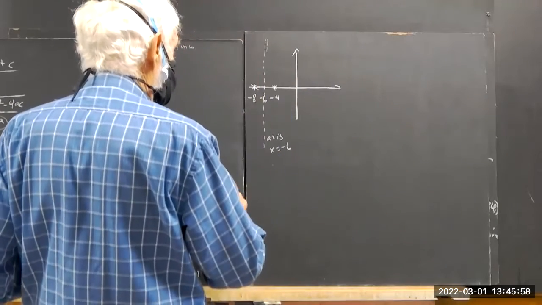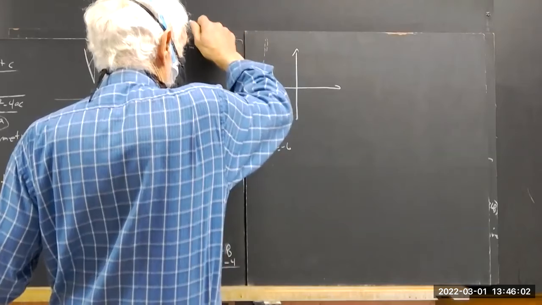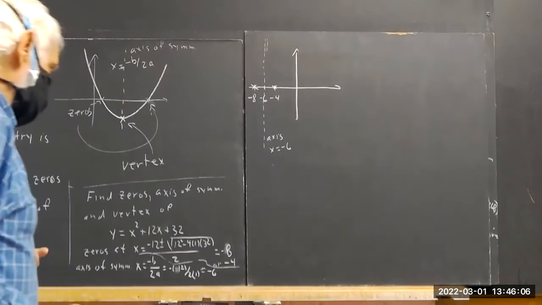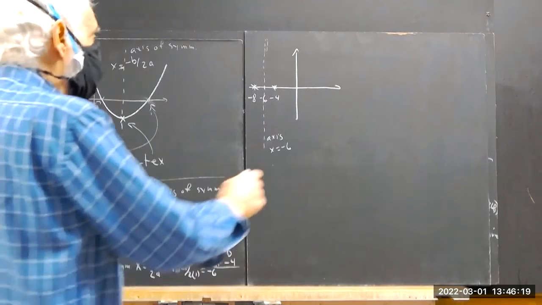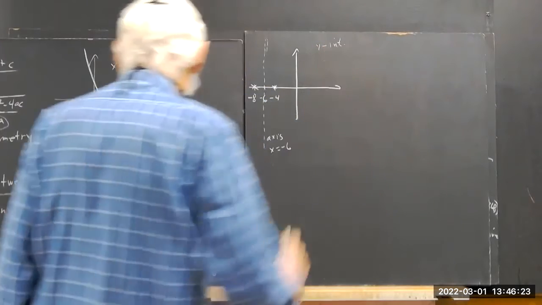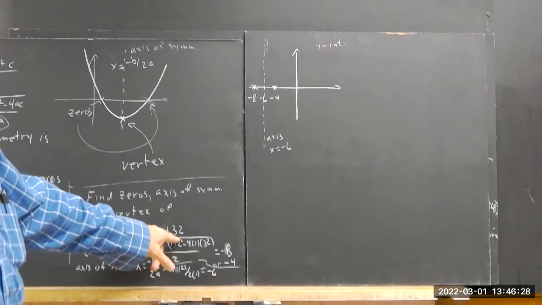What you don't know is how wide or narrow it is. Does it come down way down here, or does it come down kind of flat, and doesn't go much below the x-axis? Another thing we can do, to get a pretty good picture without actually calculating the vertex, although we do want to calculate it, is get the y-intercept. You let x equal 0, you get 32, right?